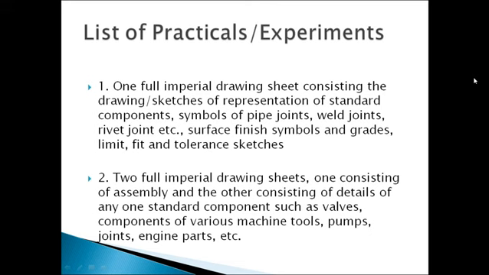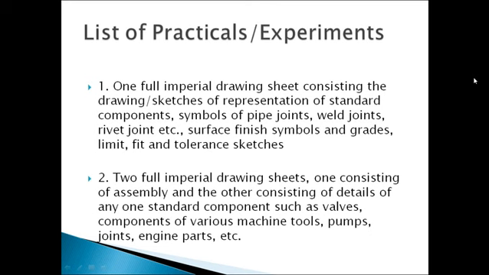In the first experiment, one full imperial drawing sheet consisting of drawing sketches of representation of standard components: symbols of pipe joint, weld joint, riveted joint, surface finish symbols, and grades, limits, fits, and tolerance sketches. So on the first sheet, we are going to draw symbols. The symbols must be for a pipe joint, a welded joint, a riveted joint, surface finish symbols, and the limits and fits, which have some convention. How to show them, we are going to learn, and you need to draw them on sheet 1.